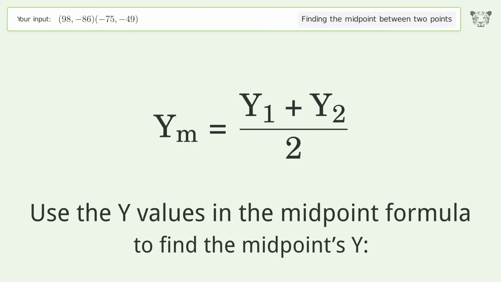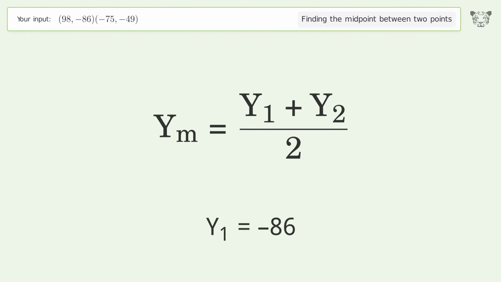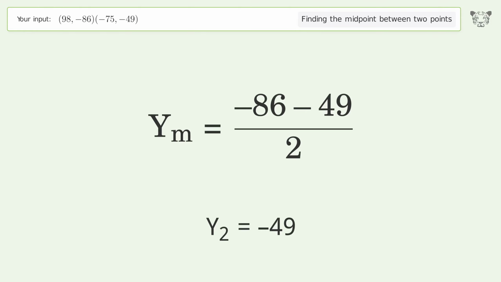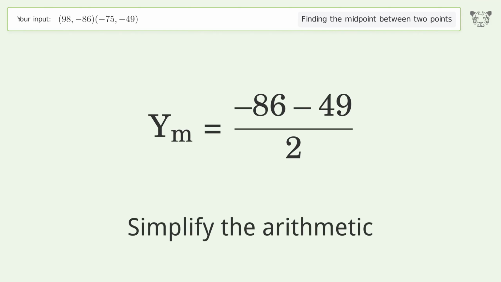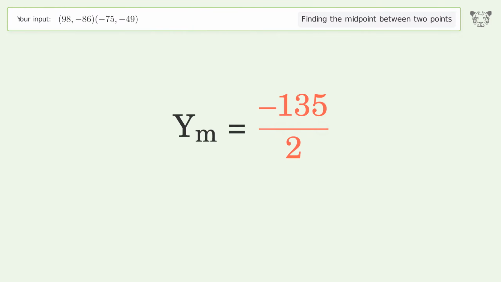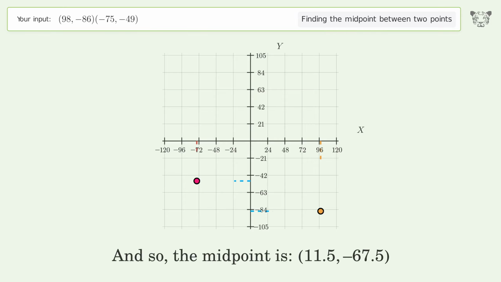Use the y values in the midpoint formula to find the midpoint's y. y1 equals negative 86. y2 equals negative 49. Simplify the arithmetic. And so, the midpoint is 11.5, negative 67.5.